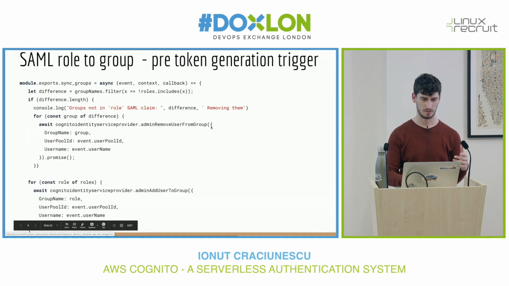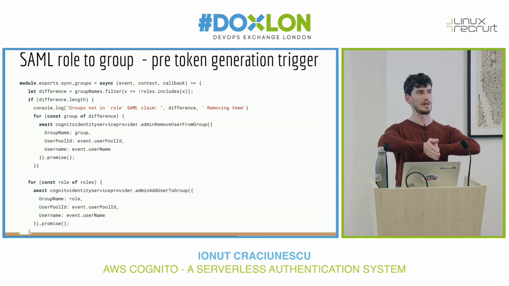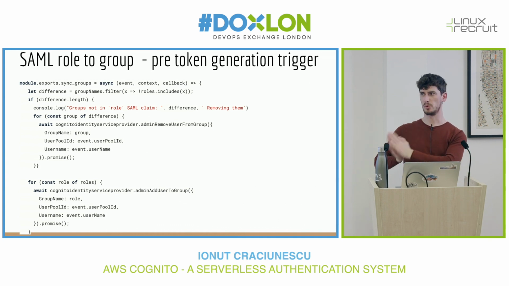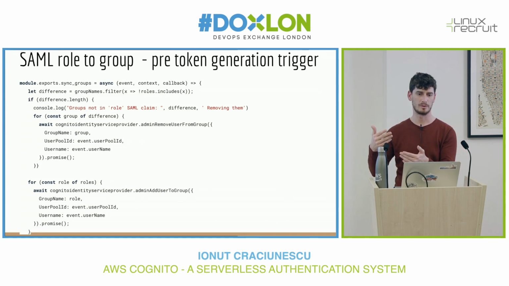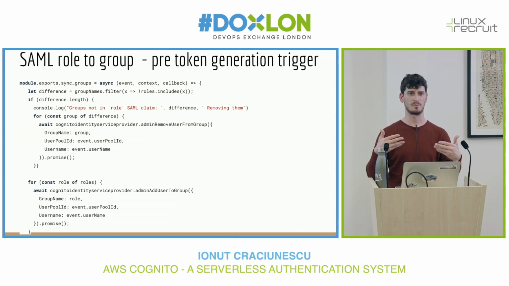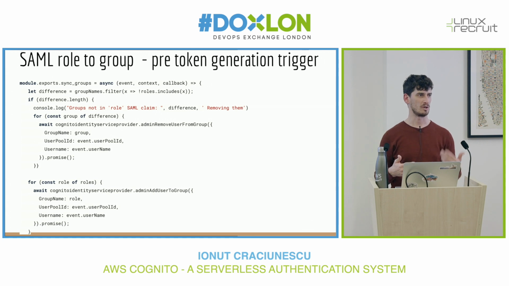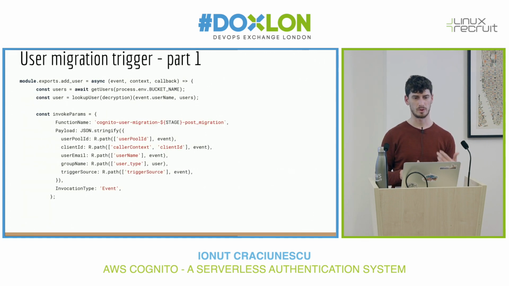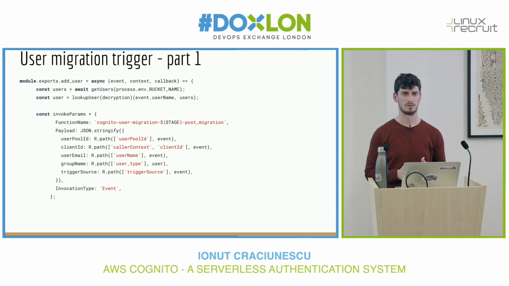And that's great. But once the claims have been populated and the SAML assertion is posted back to the UI, then Cognito still hasn't added the user into the groups. So we wrote a pre-token generation trigger, a Lambda function, which matches claims with Cognito groups, keeps them in sync all the time with every login. Besides that, we also wrote a user migration trigger. This is how it's called.